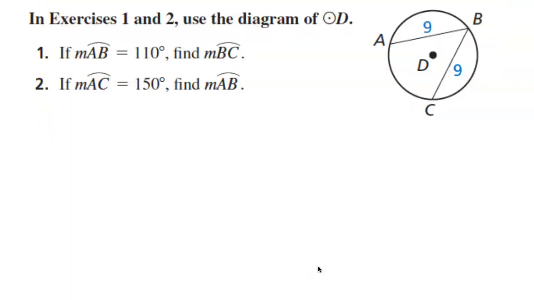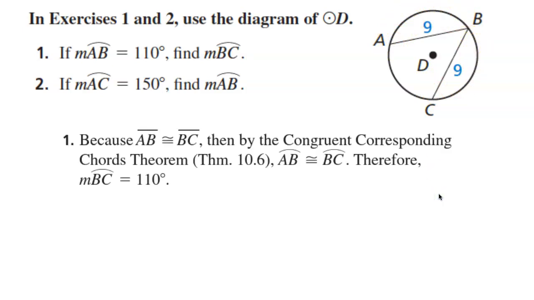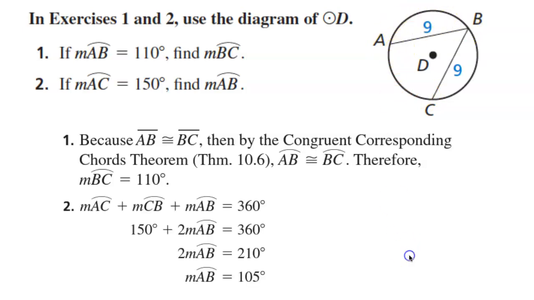All right, so this goes back to you practicing some of the theorems. I have congruent chords, therefore I have congruent arcs. So if arc AB is 110, that means BC would also have to be 110 degrees. And then if AC from here to here is 150, what would the arc of this one be?